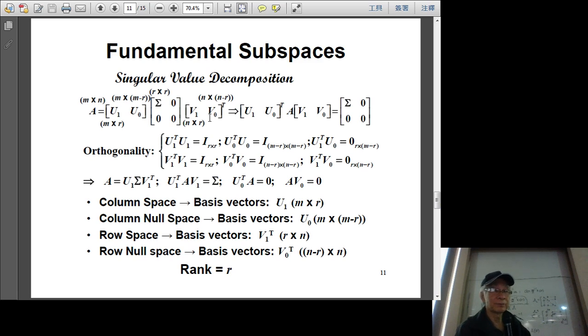Because if A is real, all three matrices are real. They won't have any complex entries. I'll give you an example soon. This A matrix we can decompose into three different matrices: the U matrix, the sigma matrix, and the V matrix. The U matrix can also be decomposed into two matrices, one called U1, one called U0. I will explain what we mean by U1 and U0. Then I have a sigma matrix. This sigma here is a square matrix, r by r, and the rest are zero matrices. And we have a V matrix, which we also decompose into V1 and V0, and then transpose.